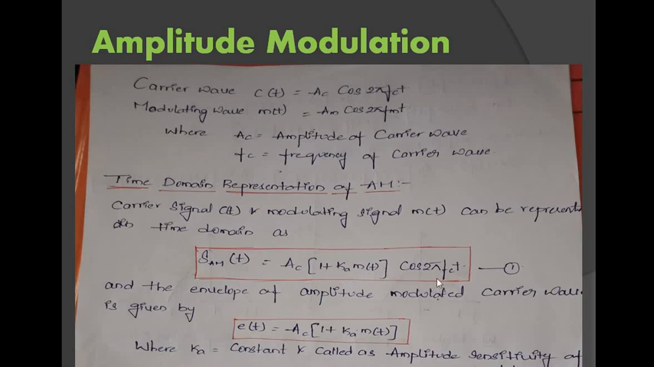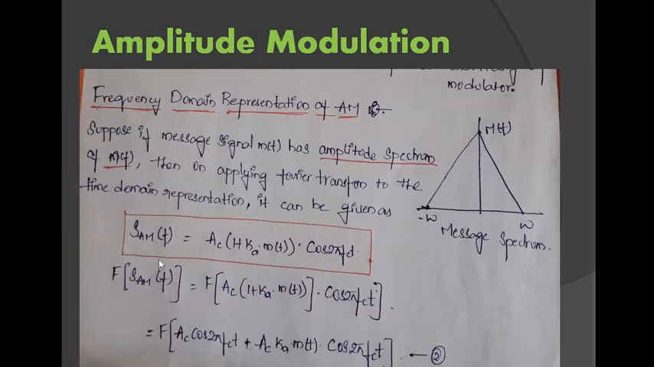That was of t because it is the time domain representation. In the frequency domain representation, I am giving it as Sm of f, that is given as AC 1 plus Ka into m of t into cos 2 pi fct.